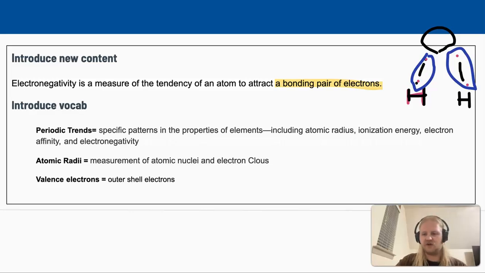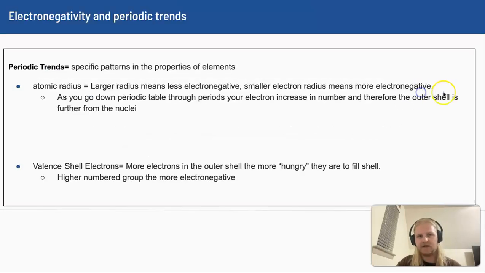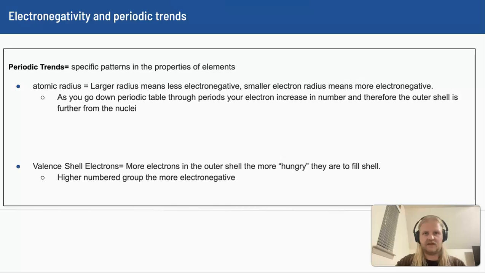Okay, this is our vocabulary for this lesson. Just go ahead and pause the video now and write these down. Okay, so let's move right on into these periodic trends that affect electronegativity. Okay, so atomic radius is the radius of the entire nucleus and the electron cloud, right?